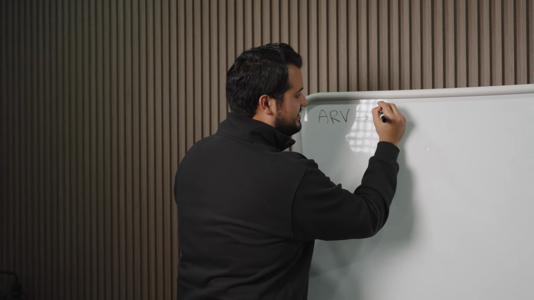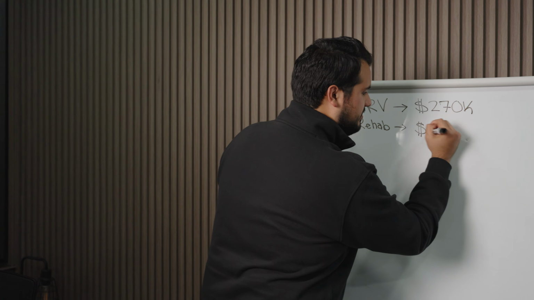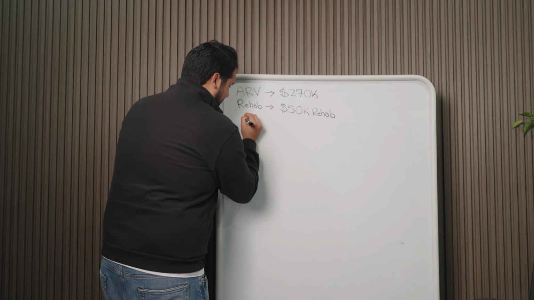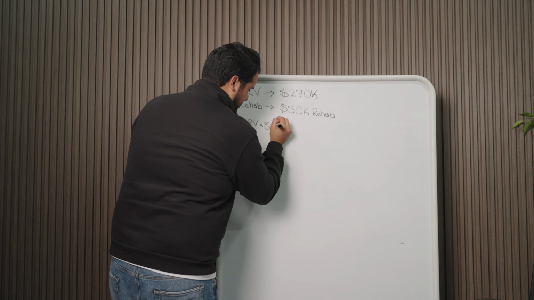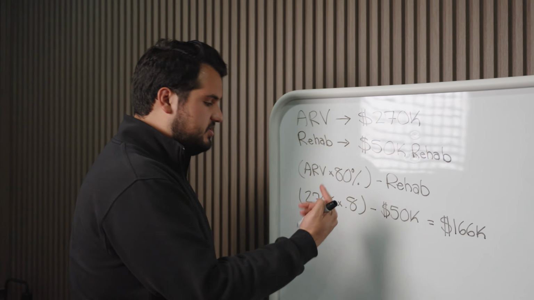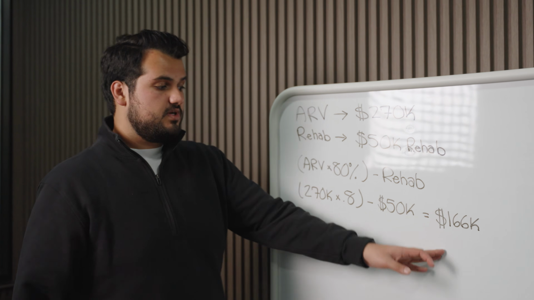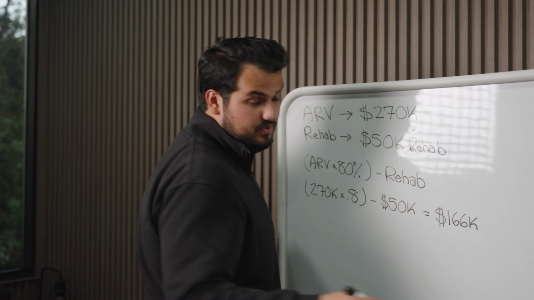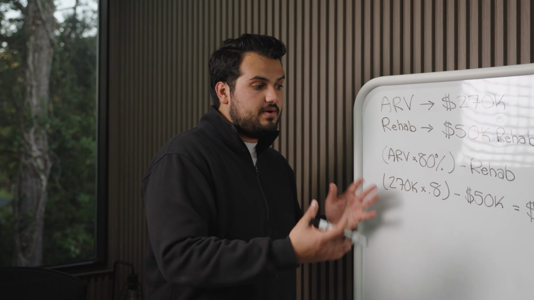So we have 270,000 for the ARV, and we have 50,000 for the rehab. Now we have to plug it into our formula, right? Again, just so that we have it in mind, ARV times 80% minus the rehab. We plugged it into the formula, 270,000 times 0.8 minus 50,000 in our rehab gets us to a number of $166,000. Now keep in mind, before we went to the house, we didn't see it, we didn't walk it, right? So there's a certain level of unknown, right? We got to be safe on it.